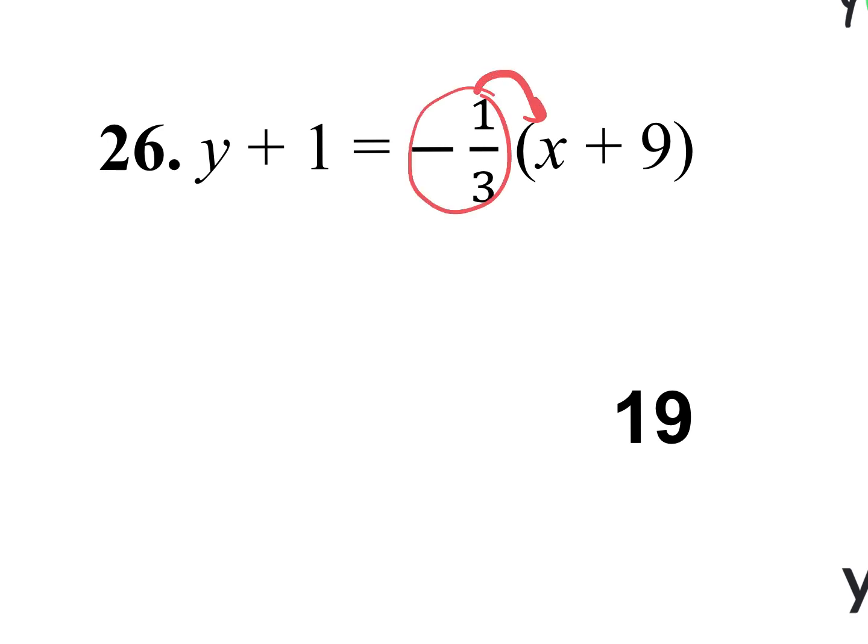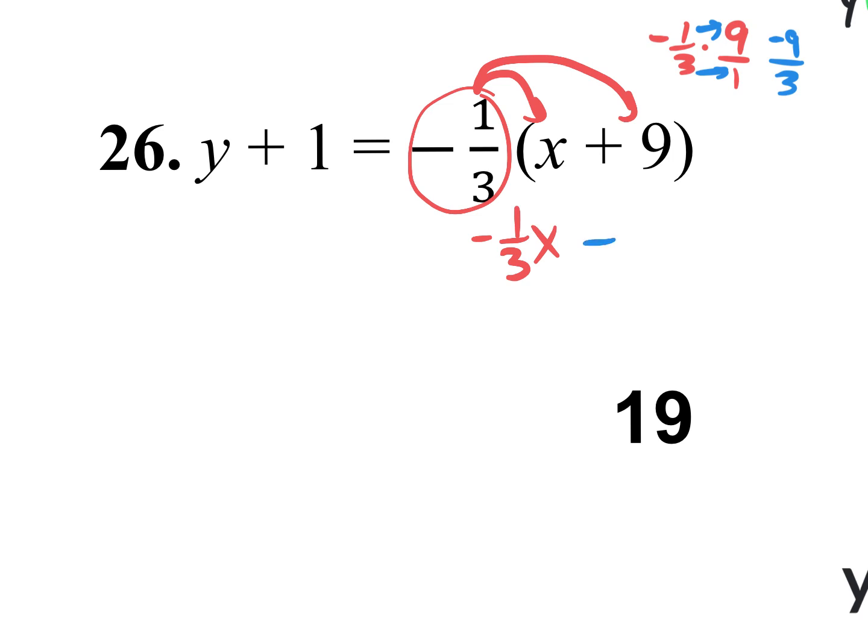Negative 1/3 times x, that's simple, that's a negative 1/3 x. Negative 1/3 times positive 9. We might have to see this work on the side. Check it out. Negative 1/3 times a positive 9. Put the 9 over 1, and then you can multiply the top with the top, bottom with the bottom. You're going to get negative 9 over positive 3, and negative 9 divided by positive 3 is negative 3. Are you with me? All right.